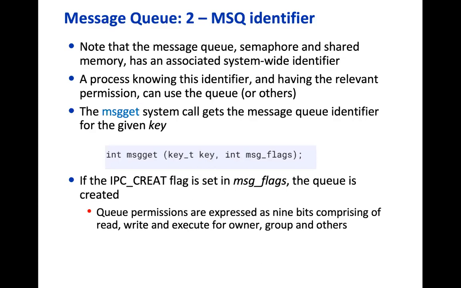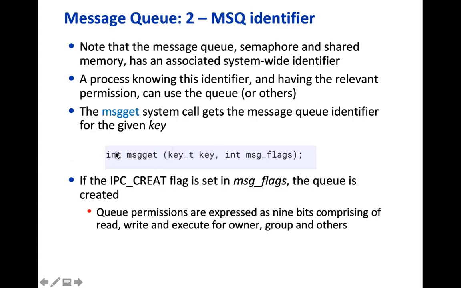And when P specifies the message flag of IPC create, then a message queue is created, and the queue ID is returned. Because we know that whether it's a message queue or pipe or anything, it will have a unique ID, which all processes must use for reading and writing. So the return value of this is the QID, the ID of the queue that is created.